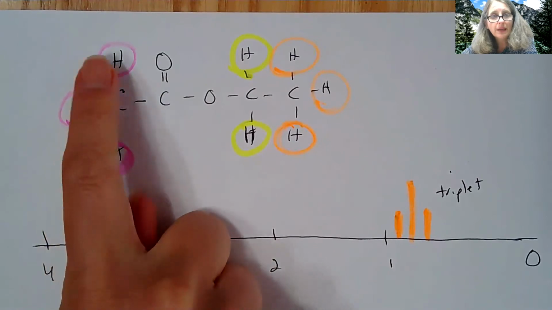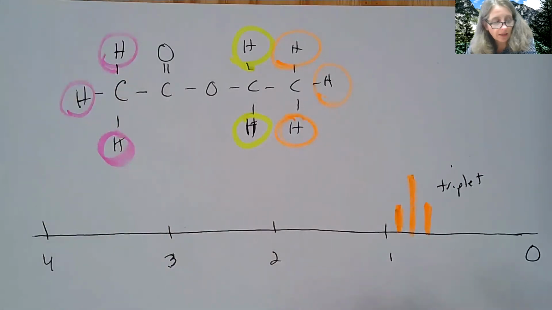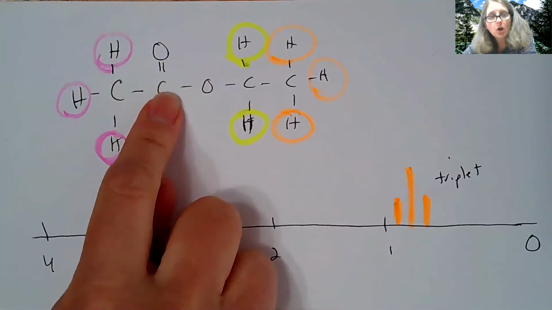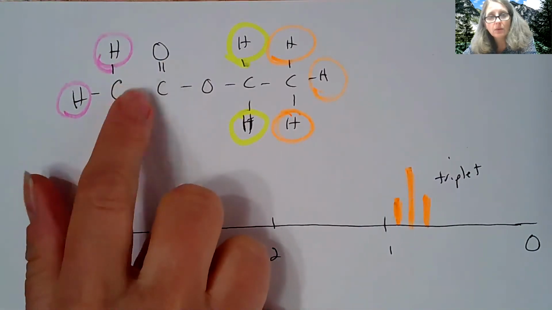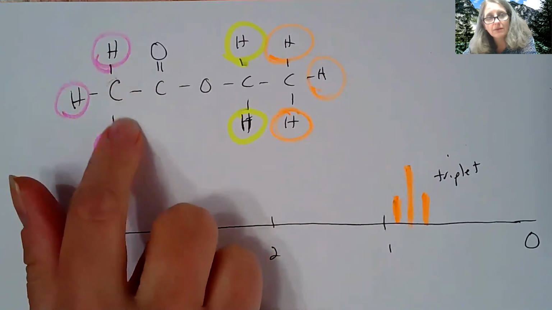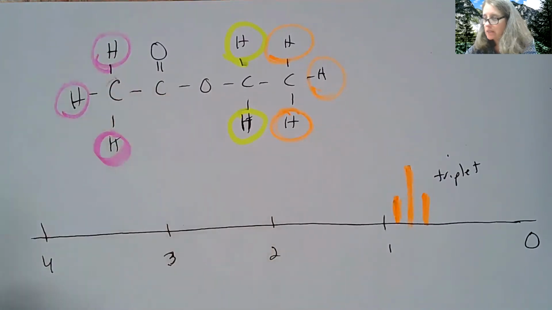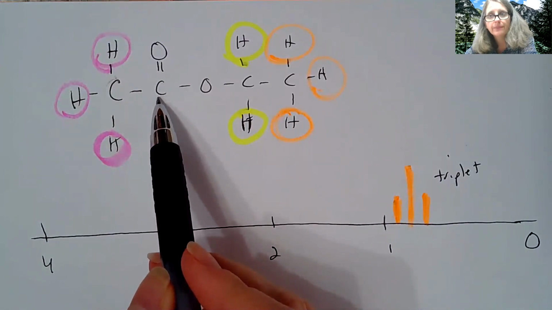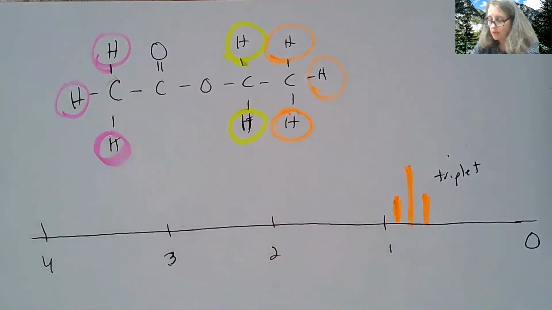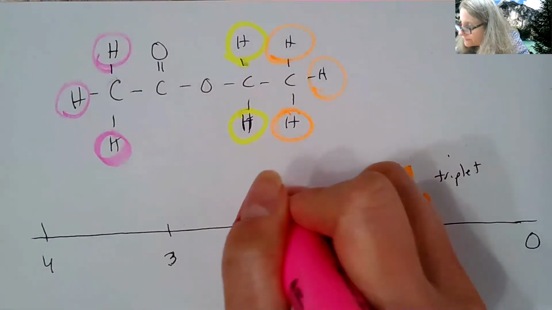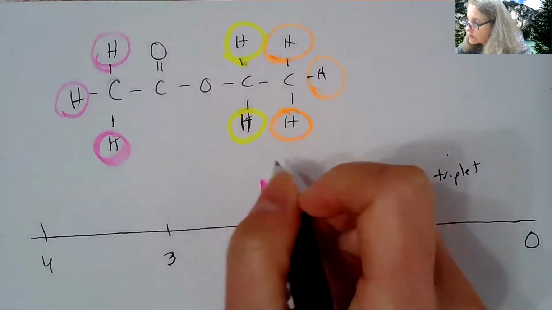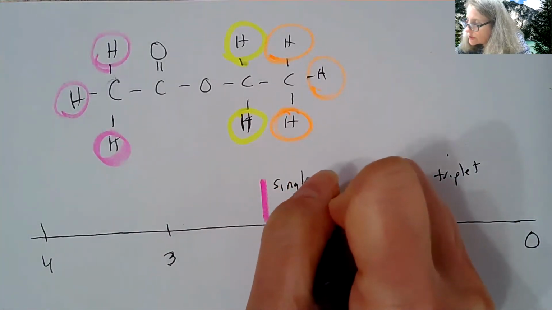So if I am the pink hydrogens, and again, you are always taking the perspective of that hydrogen, I look at my neighbor carbon. I'm not looking at the carbon itself and how many hydrogens are attached. What I'm looking at is always the neighboring carbon. So here's my neighbor carbon. Do I have any hydrogens here? No. So the n+1 rule is 0 + 1 is 1. So I'm going to have a singlet, and it is due to my pink hydrogens over there.